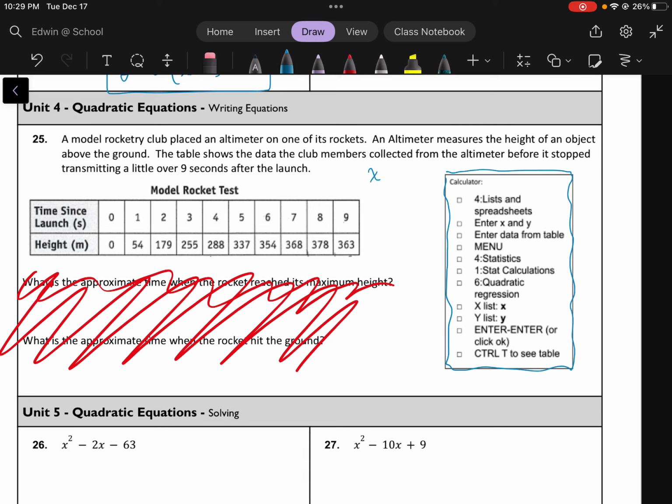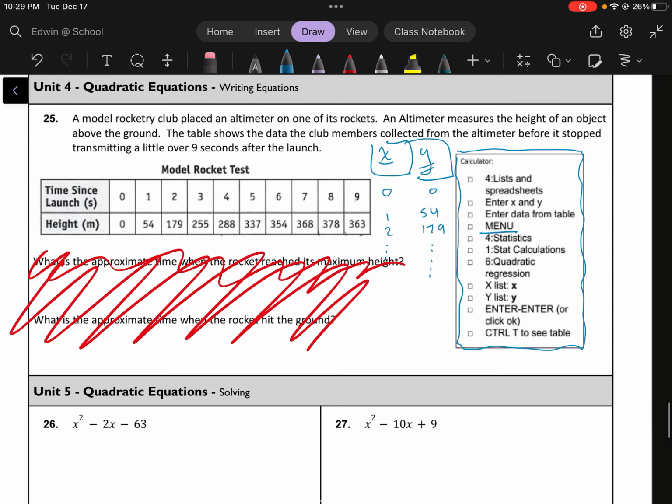At the very, very top, you're going to make sure you call the columns X and Y. It's going to look something like this. And from here, you're just going to do all the data, 1, 2, dot, dot, dot. It's going to be 0, 54, 179, dot, dot, dot. And then you're going to start here. Menu 4, 1, 6, do the X and Y, which is what you called your columns. Then enter, and then you should be able to see all the values of your equation.